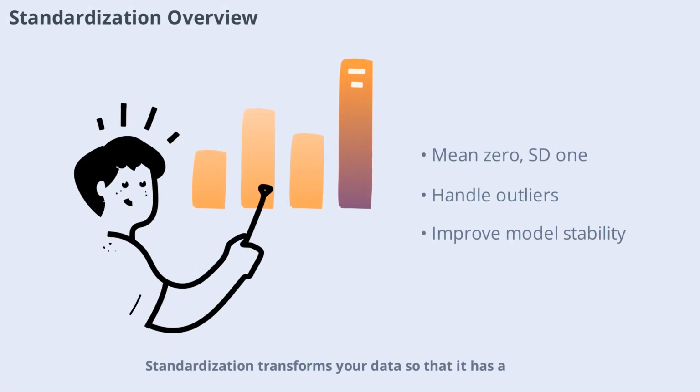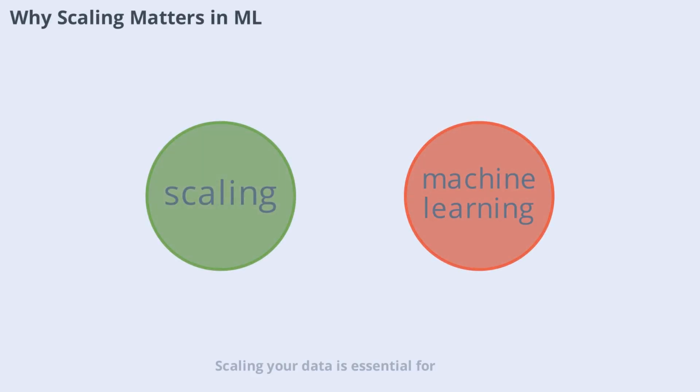Standardization transforms your data so that it has a mean of 0 and a standard deviation of 1. This is particularly useful when your data contains outliers or when features have different units. Standardization is commonly used in algorithms like logistic regression and support vector machines, where the scale of input features can significantly impact performance.